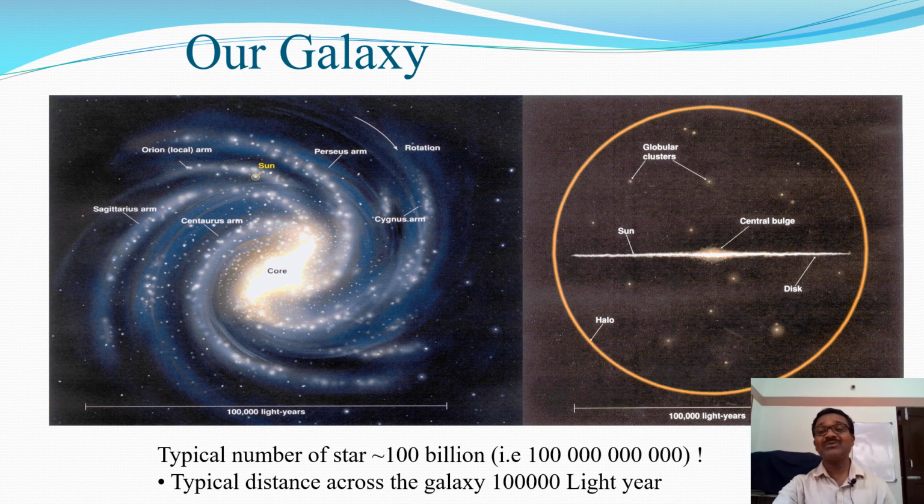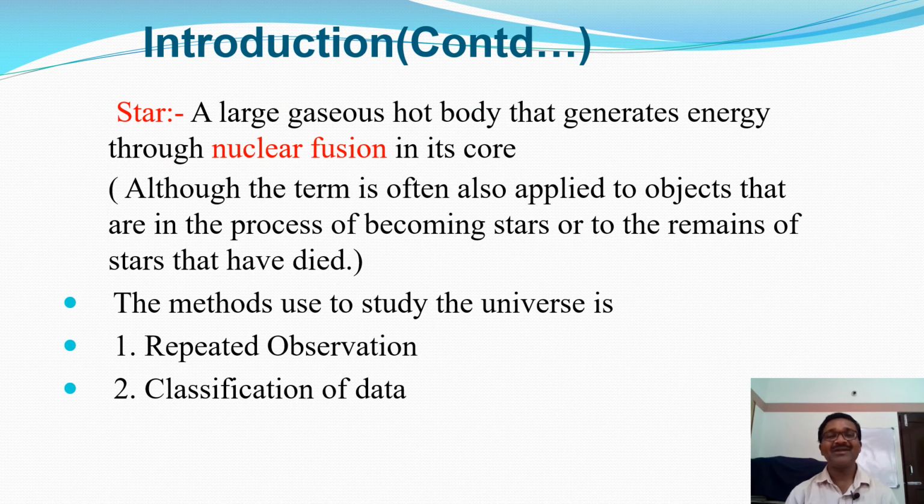In the same picture, this is the central bulge. From this central bulge, this is the position of the sun. So in this picture, see, this is the position of the sun. Now let me explain what a star is.